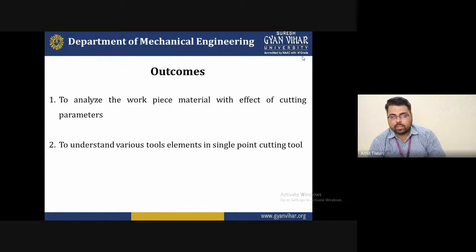Second is to understand the various tool elements in a single point cutting tool. We can also understand the various tool elements and geometries, and after that you will be able to understand why these geometries and elements are very important in a single point cutting tool.